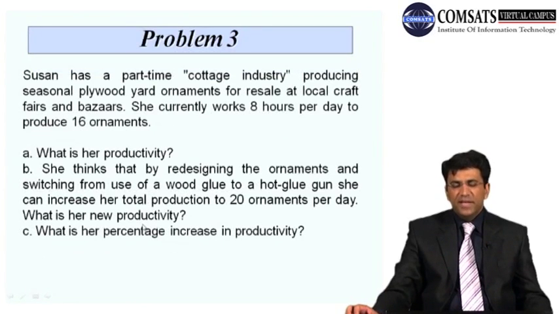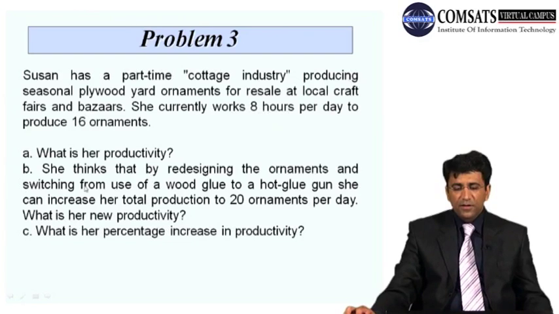This is another example, students. Susan has a part-time cottage industry producing seasonal plywood yard ornaments for resale at local craft fairs and bazaars. She currently works 8 hours per day to produce 16 ornaments. Again students, we have to find out the output. What is the output? 16 ornaments. That's so clear. 8 hours, that is the input again. What will be the productivity? 16 divided by 8. That will be the productivity.